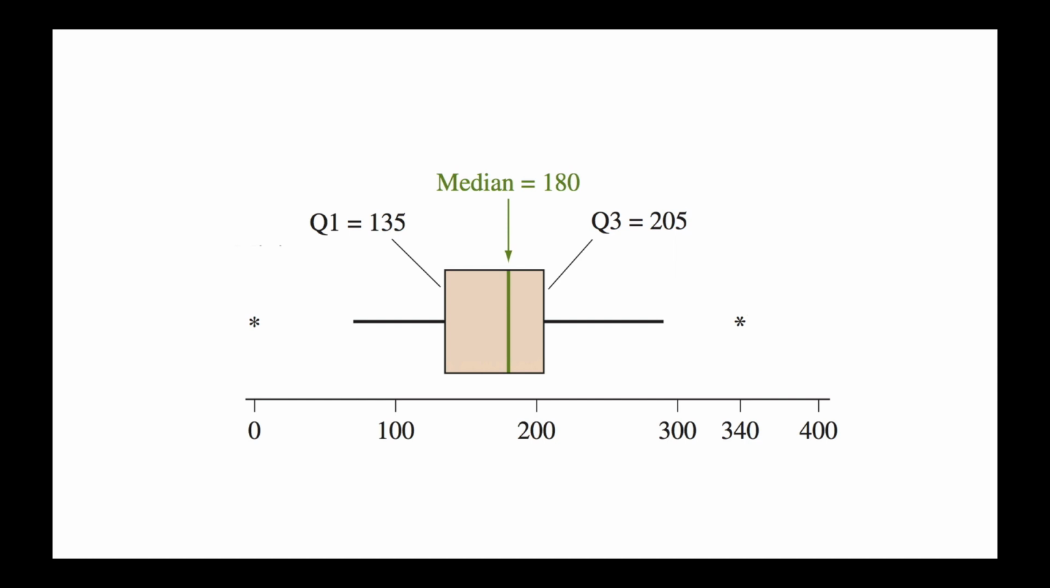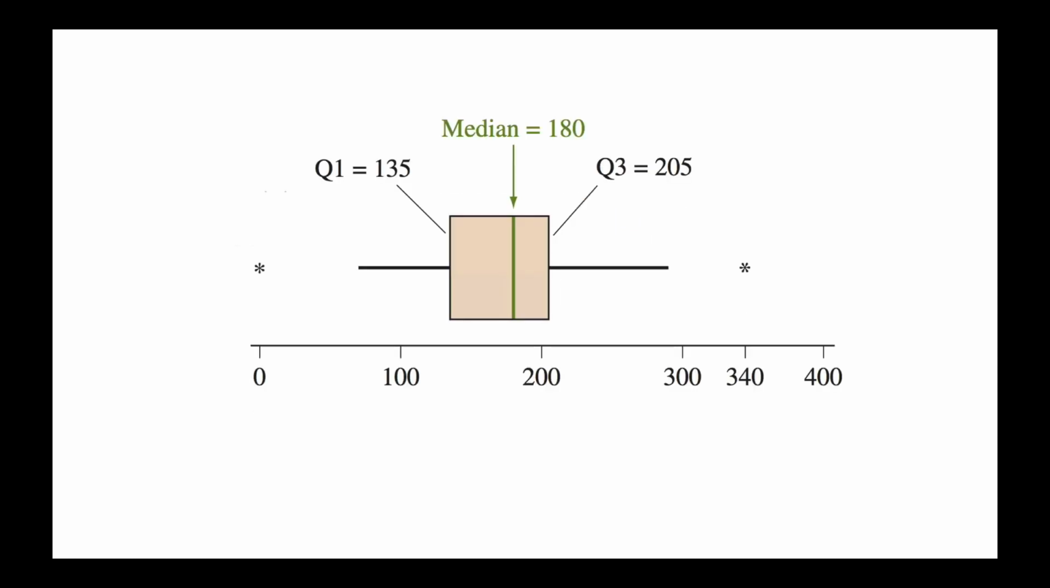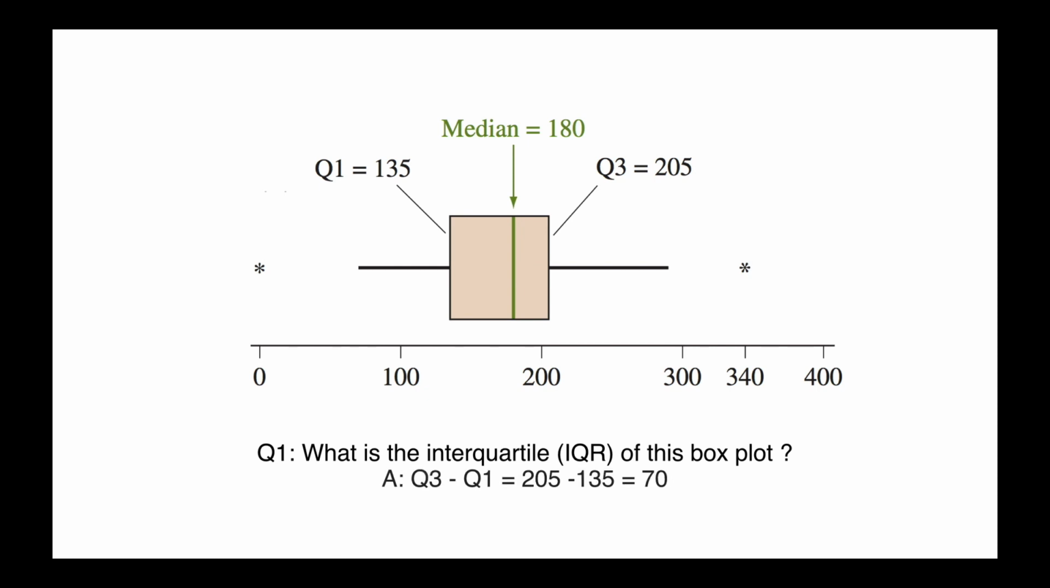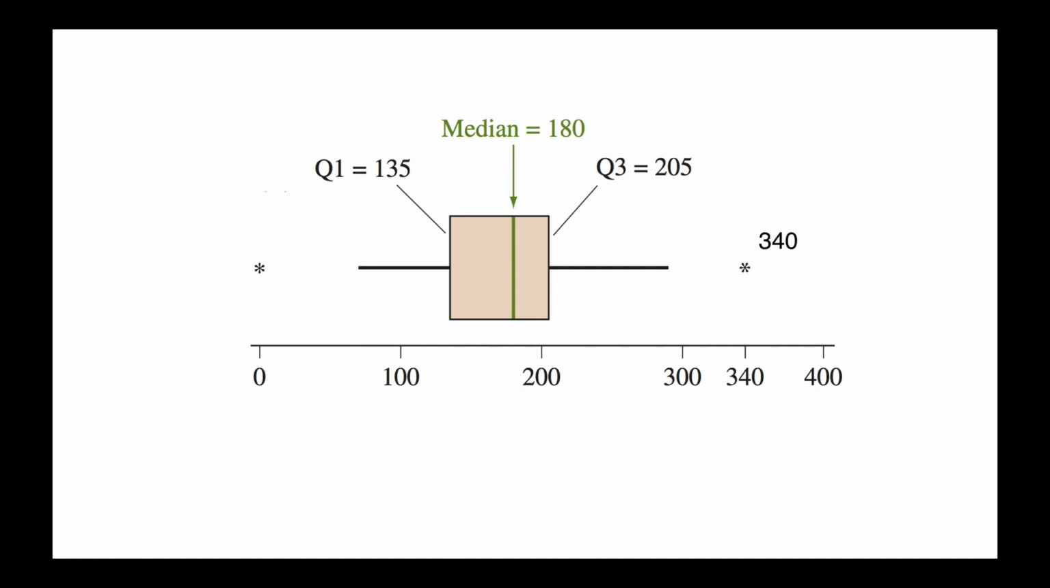In this case, we got a box plot already with Q1, the first quantile, equal to 135, and Q3, the third quantile, equal to 205. Now, the first step is to actually calculate the IQR, the interquantile range, which is given by Q3 minus Q1, the difference between Q1 and Q3, or in other words, the length of the box. So that is 70.